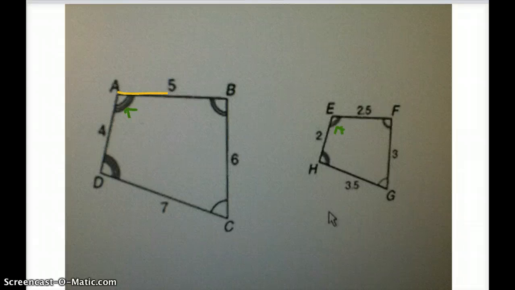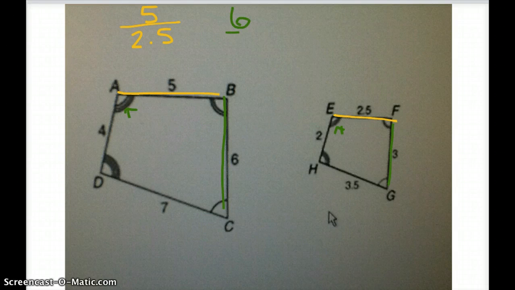Let's start with 5 matches up with 2.5. So I'll write that out, 5 over 2.5. That's one of them. Looking at these sides that match up, we have 6 matches up with 3. There's another one. We'll do the bottom slant. We have 7 matches up with 3.5. And if you notice, I'm always starting with the bigger one and then going to the smaller one. You could do vice versa. And then the last one, we have 4 matches up with 2.